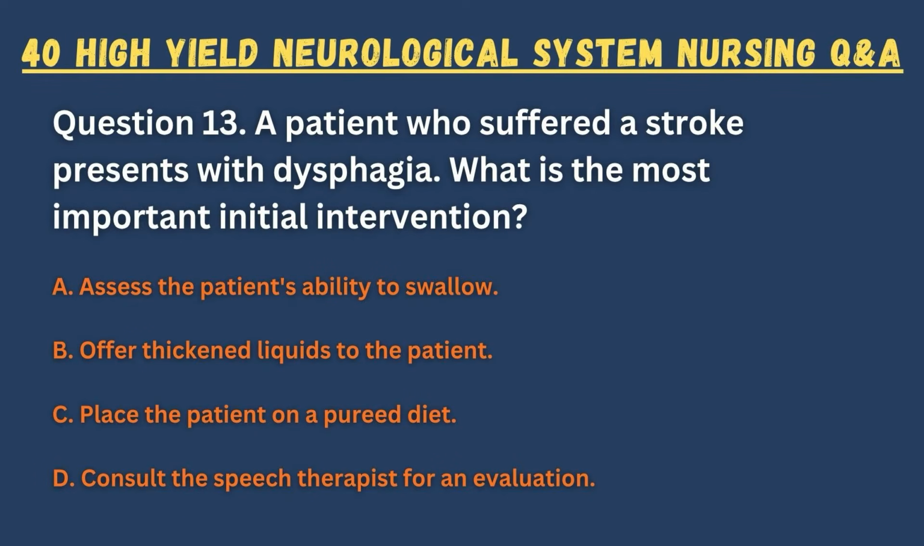Question 13. A patient who suffered a stroke presents with dysphagia. What is the most important initial intervention? A. Assess the patient's ability to swallow. B. Offer thickened liquids to the patient. C. Place the patient on a puree diet. D. Consult the speech therapist for an evaluation.